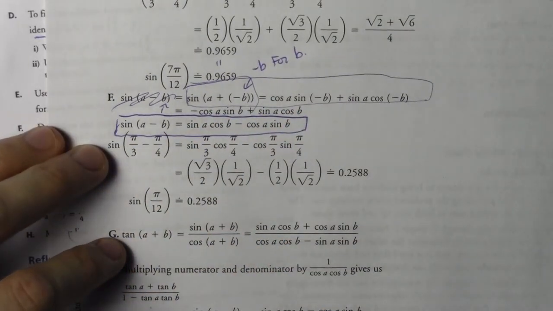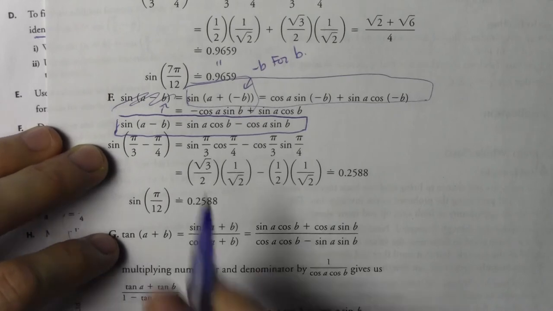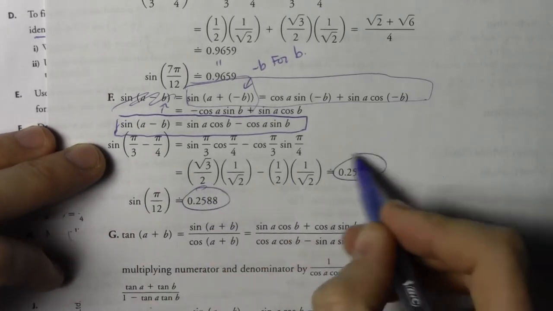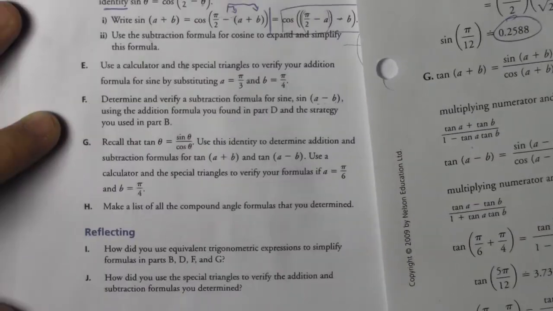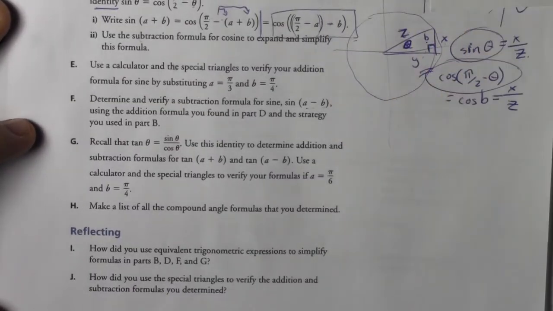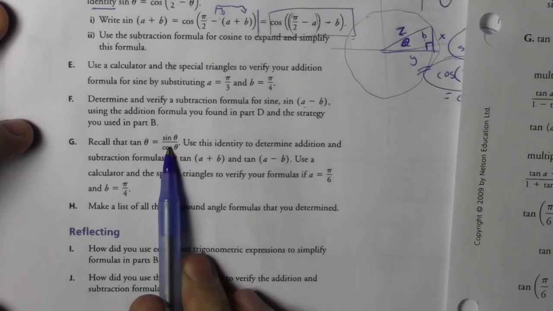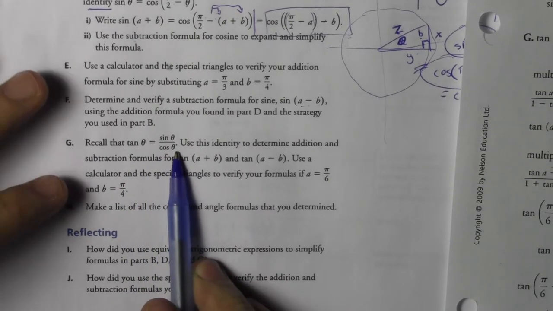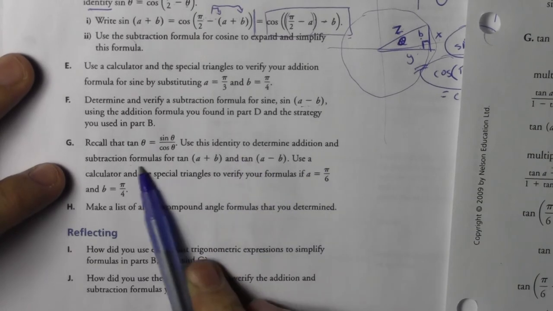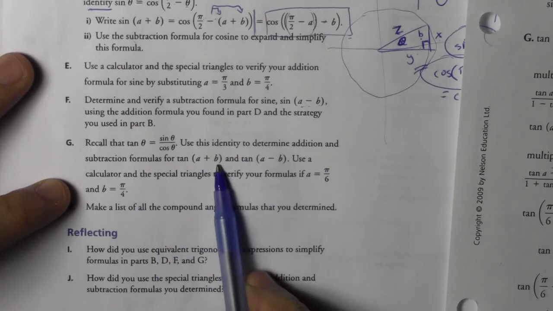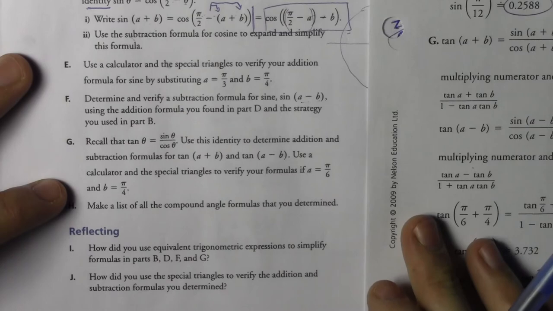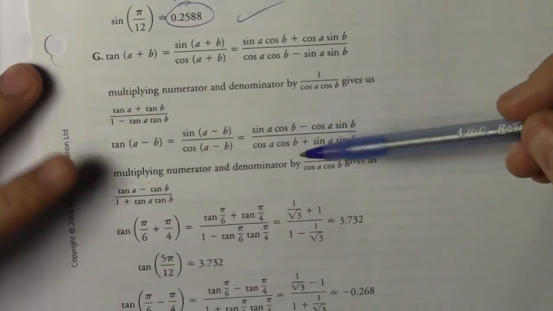Any questions? Next step, we prove it, so we get these two values, which are the same. Almost done. G. We're going to prove the tan formula now. So we know that tan is equal to sine theta over cos theta. We use this identity to determine the addition and subtraction formulas for tan A plus B and tan A minus B. Use a calculator to verify. So here, let's go through G quickly here.